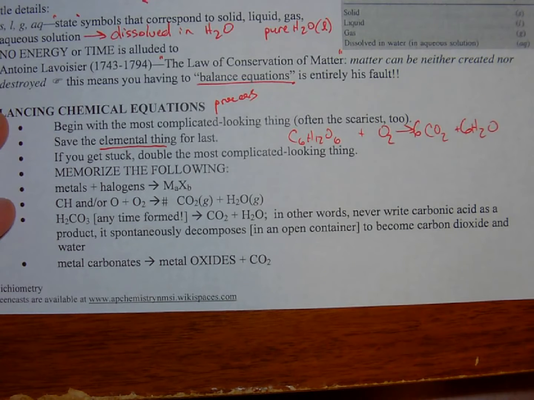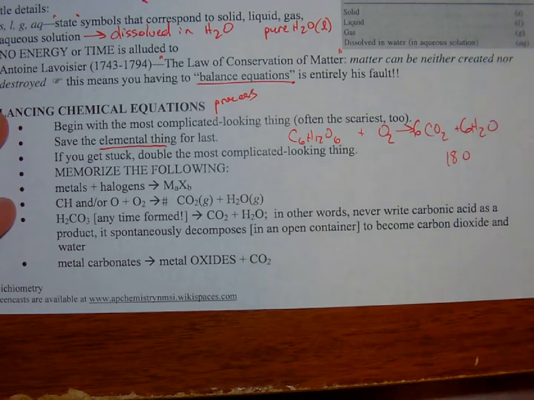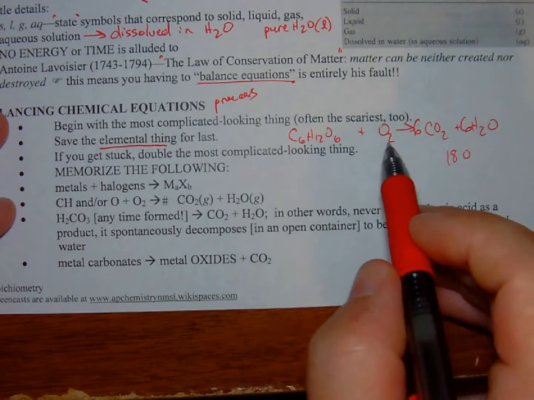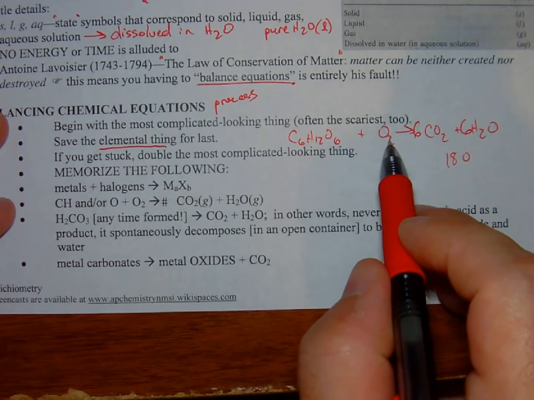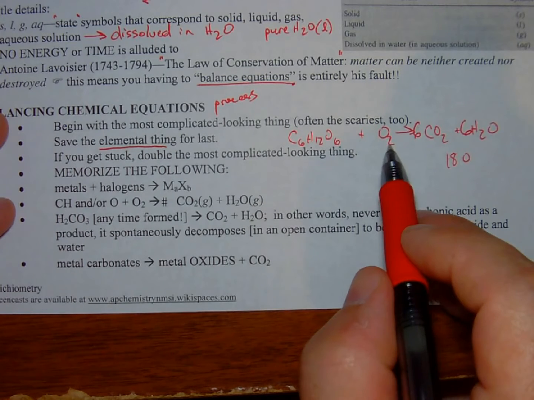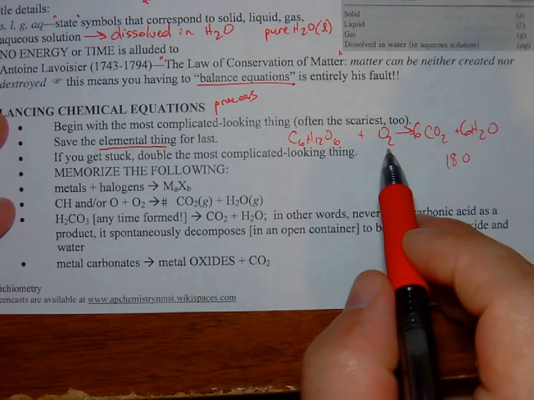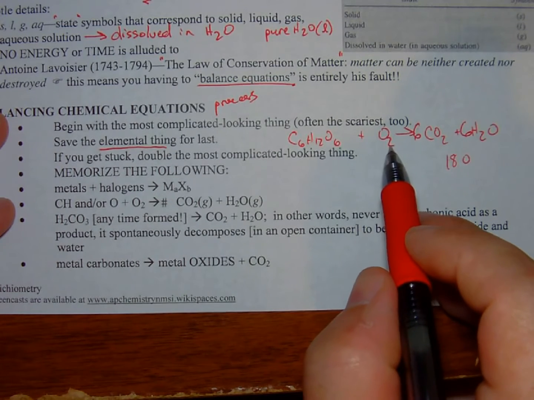Is that right? Yeah, so I have 18 oxygen atoms over here. I have 6 from glucose, and I have 2 more from this elemental oxygen, right? So that's 8. So I'm 10 shy. I need 10 more.